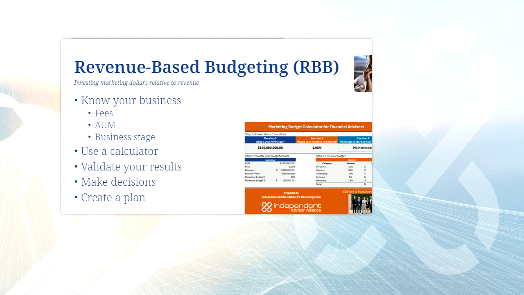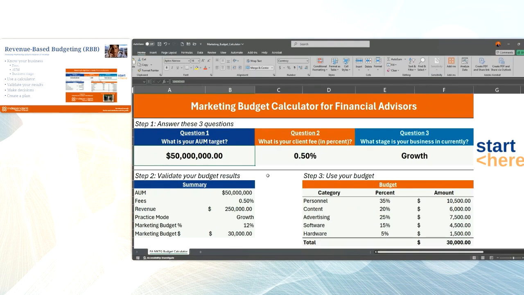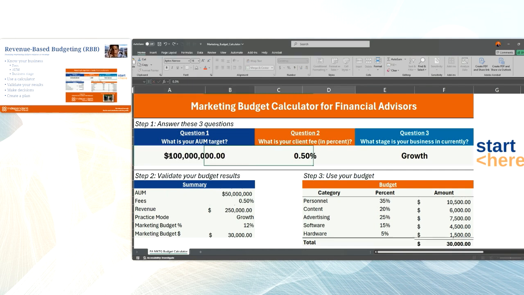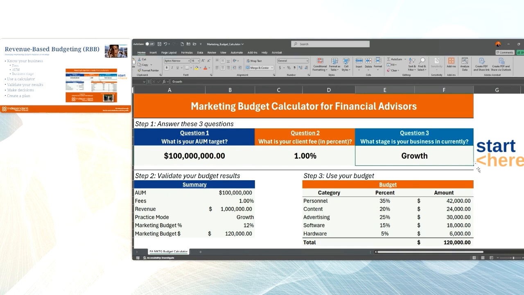So let's take a look at our marketing budget calculator for financial advisors. There's only 3 things that you need to input before you get your end result, and then of course which category you're allocating your money toward. So let's say your AUM target is 100 million, and I'm charging 1%, and there's a drop down: succession, maintenance, growth, or I added another one, heavy growth. Let's go into the heavy growth one. We want to get a lot of new revenue going.